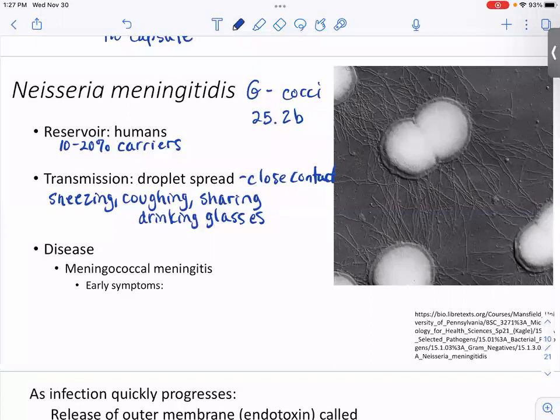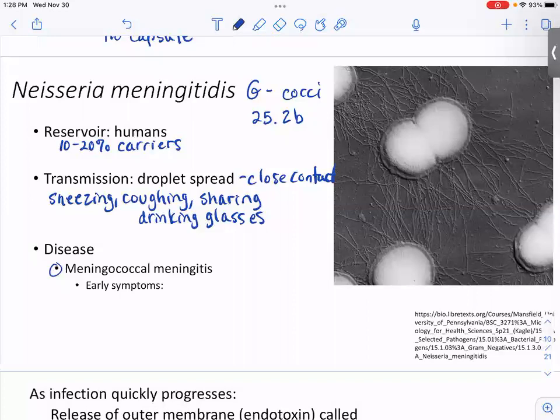So again, it affects the meninges, the lining of the brain and spinal cord, and it causes an infection known as meningococcal meningitis. We talked about other organisms that can cause meningitis, like Strep pneumoniae and Haemophilus influenzae. There are viral causes of meningitis. There are fungal causes of meningitis. Viral meningitis typically isn't as serious because we don't get the toxin production like we do from bacteria.